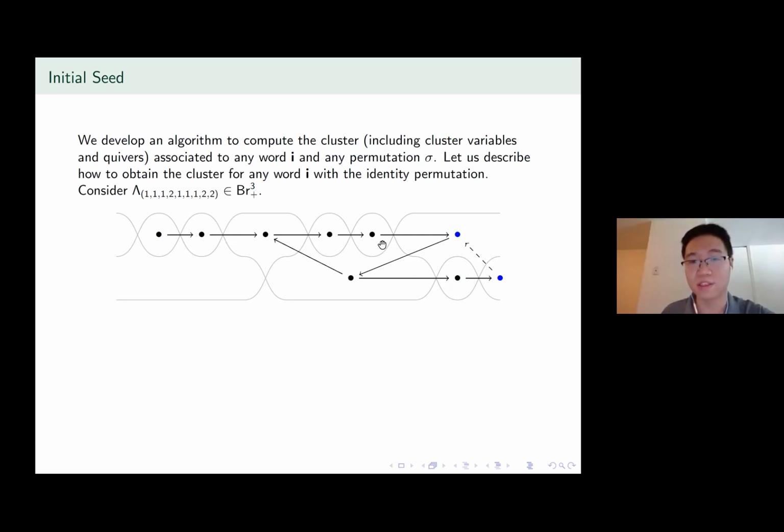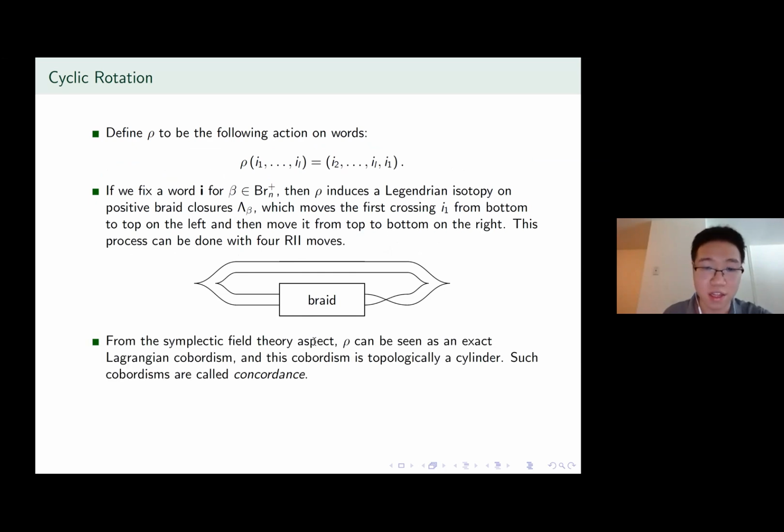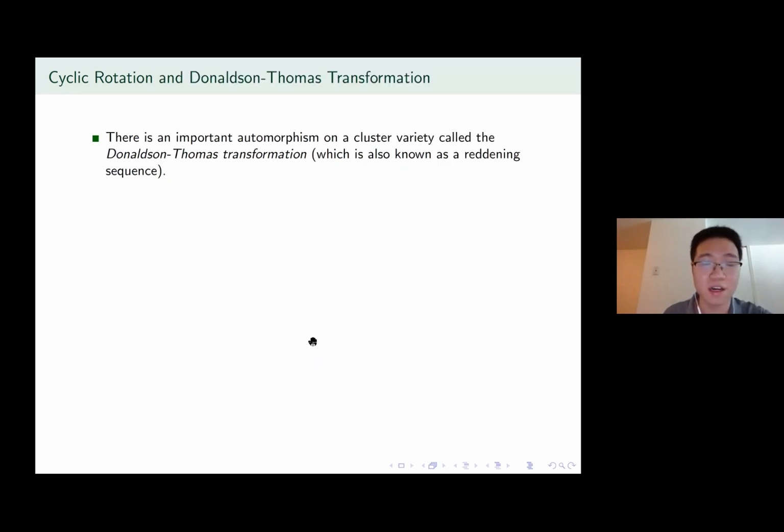And in particular, this is an infinite type acyclic quiver. I think I ran out of time, but at the end we'll use this. Let me just quickly go to the result. You can actually do a rotation action on this braid by moving the first crossing to the last one. So it's a bunch of Reidemeister 2 moves. And this is related to the DT transformation.